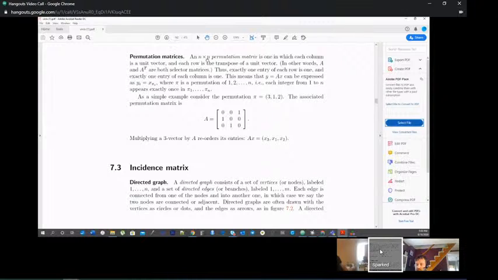An n by n permutation matrix is one in which each column is a unit vector, and each row is the transpose of a unit vector. In other words, it's n by n, so it's a square. Whether you look at it by rows or columns, you have a unit vector both ways. There's only ever going to be one.